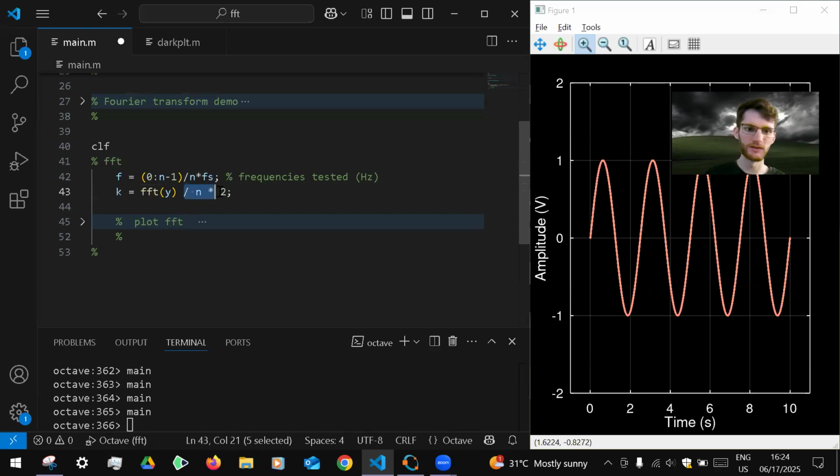And then over here is just a small factor I use to try to convert the Fourier coefficients to a number that corresponds to amplitude. This doesn't work perfectly.